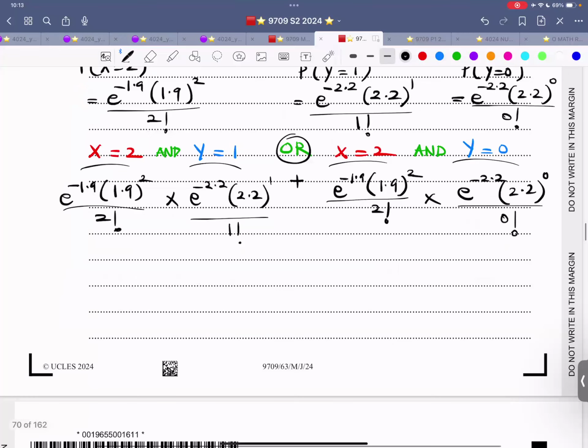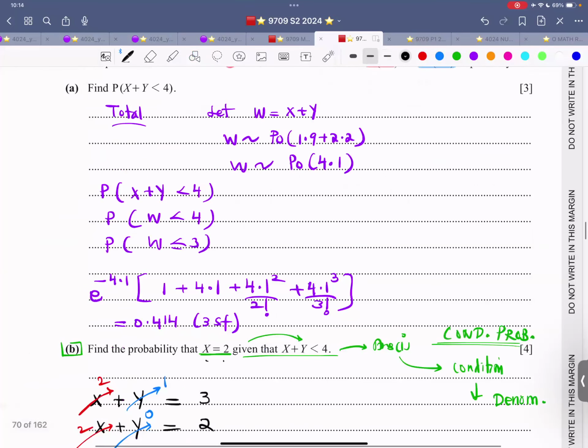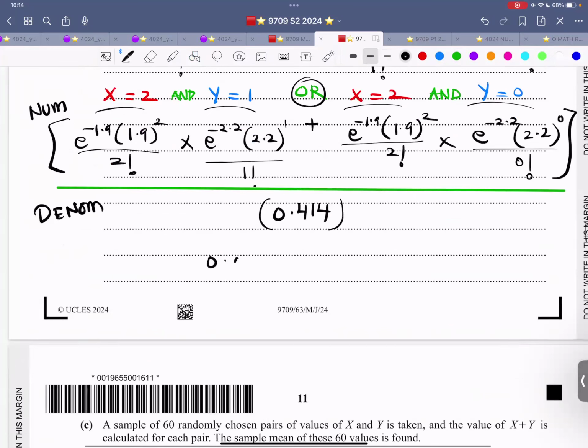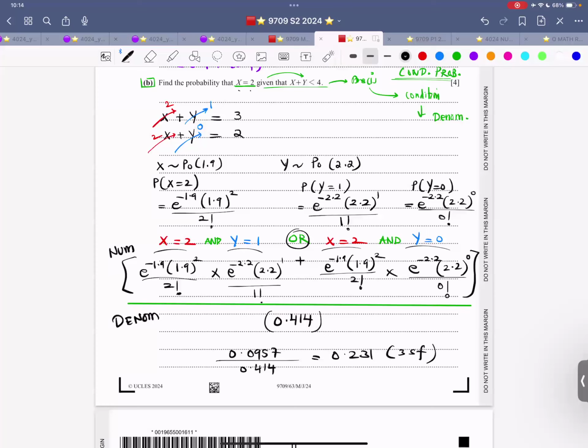So now this whole thing over here, let me draw a box around it. Just a simple line would do. This thing is your numerator. And what is the denominator? The denominator is the answer of part 1, which is right over here, which is 0.414. That goes down. So therefore, 0.0957 divided by 0.414 comes out to be 0.231, correct to 3 significant figures. So yes, it was a large question, but very technical.